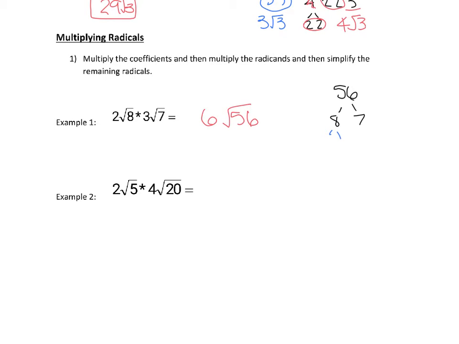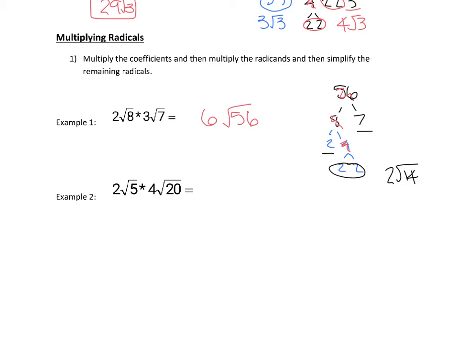8 does break down to 2 times 4, and 4 breaks down to 2 times 2. All right, squiggle out, squiggle out, squiggle out pairs. Yes. We've got a pair of 2s, and then we've got a 2 and a 7 left over. Okay, so basically that breaks down to 2 square root of 2 times 7, 14.